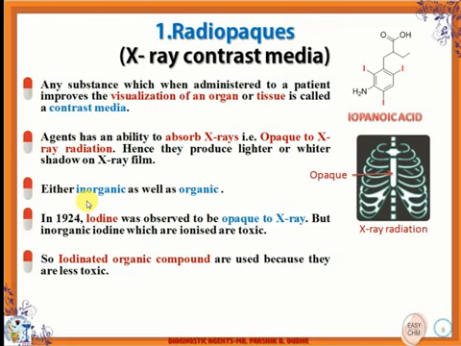They can be either inorganic or organic. In the initial days, in 1924, iodine was observed to be opaque to X-ray, but inorganic iodine has a number of side effects. That's why inorganic iodines are now replaced with iodinated organic compounds, which are less toxic compared to inorganic iodine. For example, this is iopanoic acid, which is an example of a radio opaque substance. We'll be seeing more examples in the next slide.